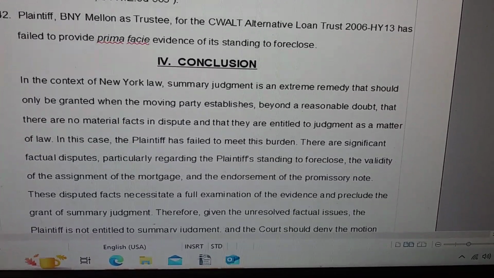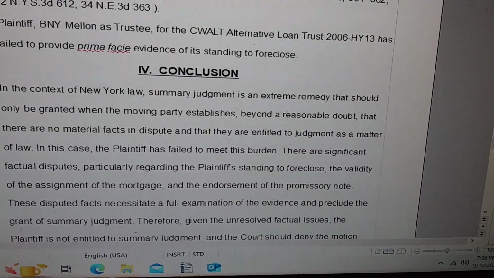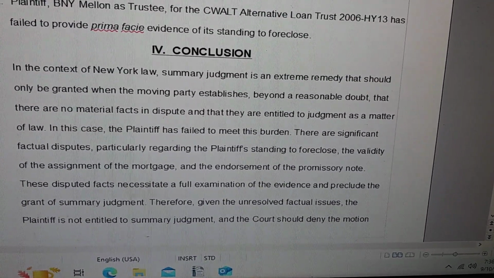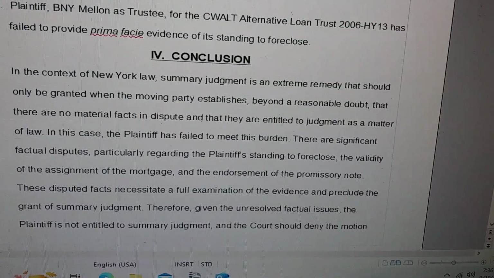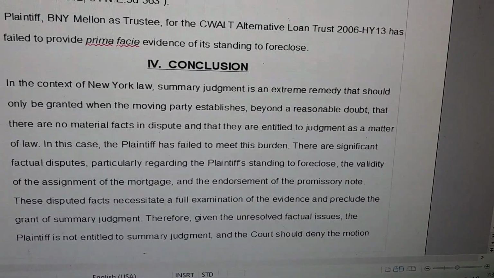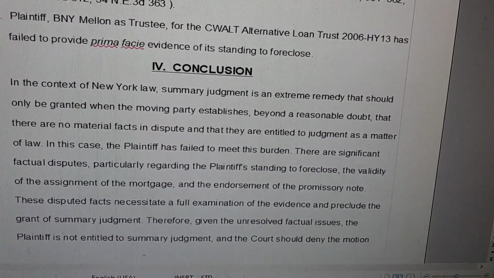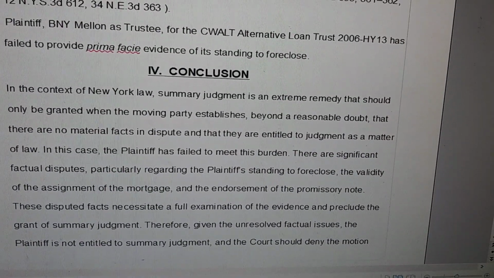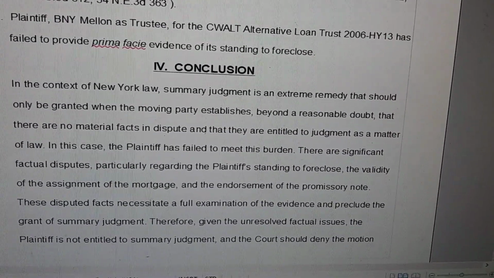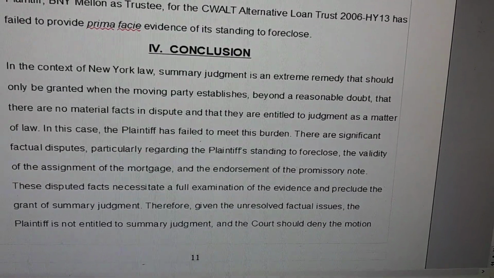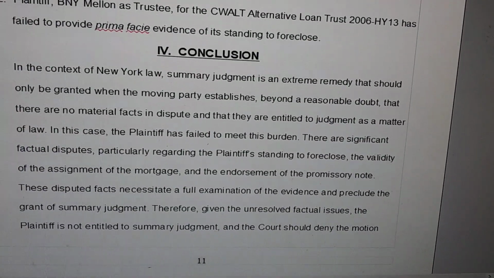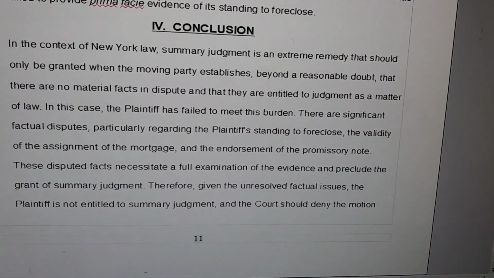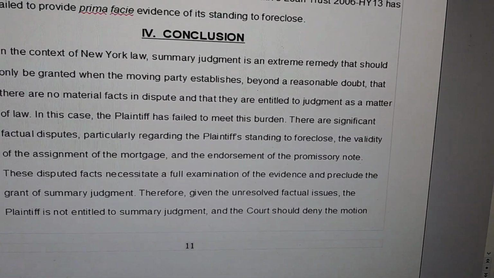There are significant factual disputes, particularly regarding the plaintiff's standing to foreclose, the validity of the assignments of the mortgage, and the endorsement of the promissory note. These disputed facts necessitate a full examination of the evidence and preclude the grant of summary judgment. Therefore, given the unresolved factual issues, the plaintiff is not entitled to summary judgment and the court should deny the motion.